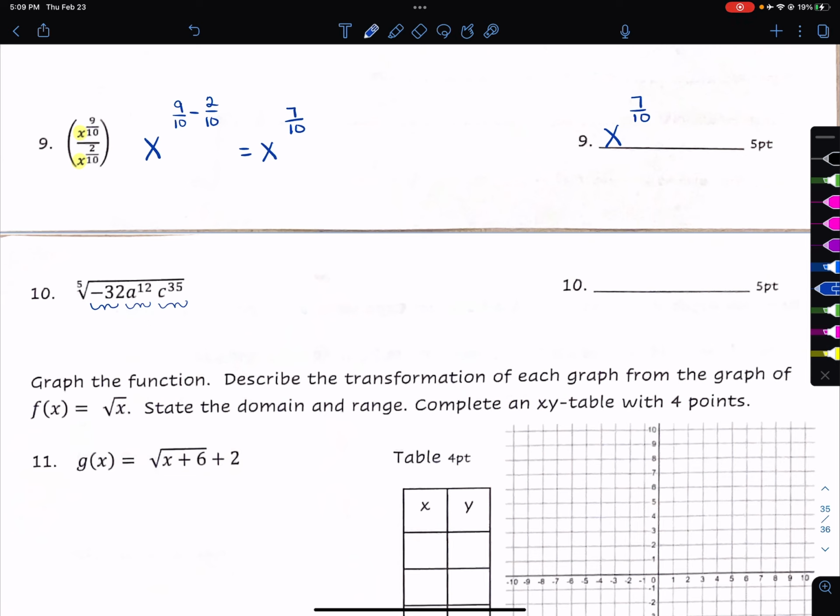All right, let's go ahead and look at each of these pieces. Can we take the fifth root of negative 32? Yes, we can. The fifth root of negative 32 is negative 2. Can I take the fifth root of a to the 12th? Well, 12 cannot be divided by 5, but 10 can be divided by 5. I'm going to show this in a little bit of expanded form here. Okay, a to the 12th is like having, or is having, a times itself 12 times.